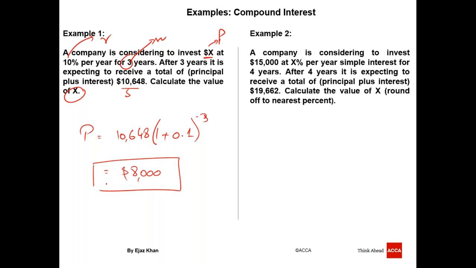Uzair and Sakina have come up with the answer. Hiba, I'm afraid that your answer is not correct. So here again, we need to find the value of X, but this time the X is the rate of interest at which the amount is invested. So a company is considering to invest, it's a $15,000 investment. So P is $15,000. Sum is 19662. We need to find out the rate of interest. And since it's a 4 year project, we'll just put 4 here.